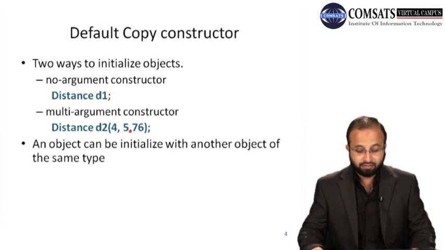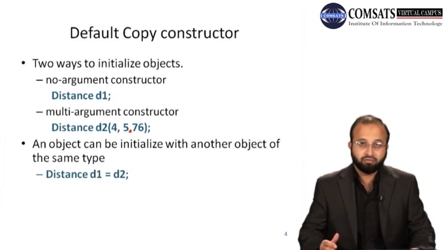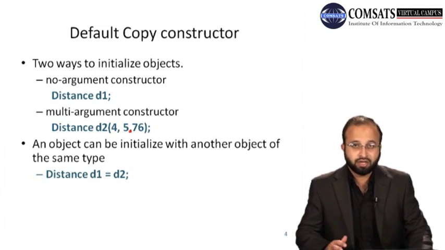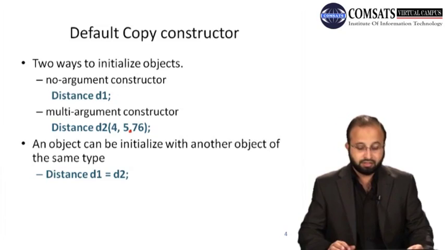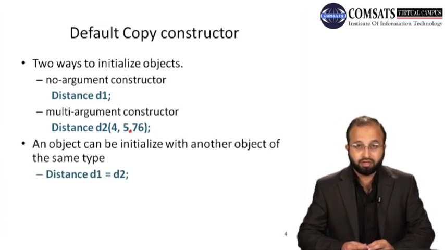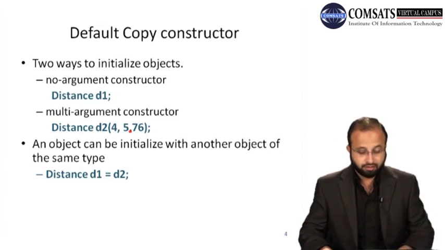So an object can be initialized with another object of the same type. For example, like this. We created the d2 object first. Now we are creating the d1 object and we are initializing the private data members of d1 with d2. Okay? So that is also initialization. We are initializing the object d1 while creating it, and we are initializing it with another object of the same class, the class to which d1 belongs, right? So d2 belongs to the distance class.